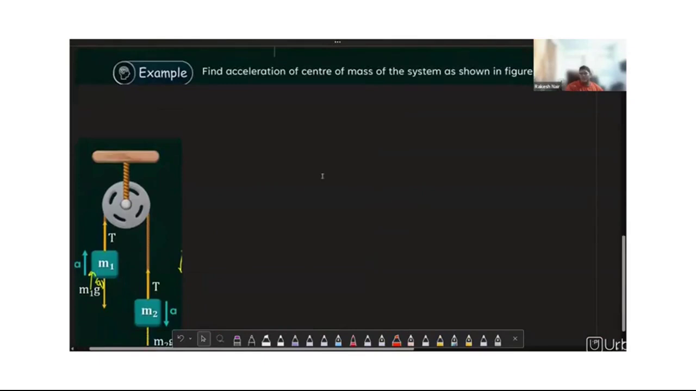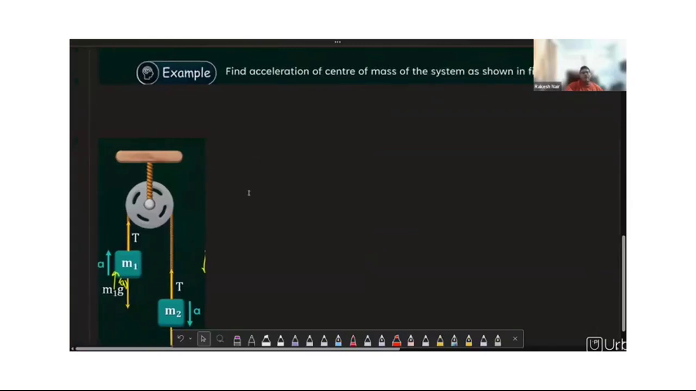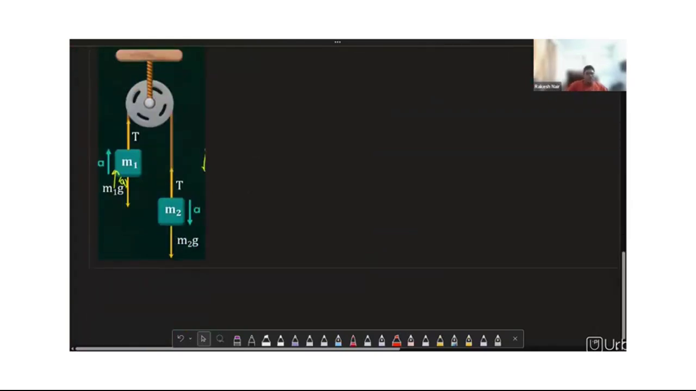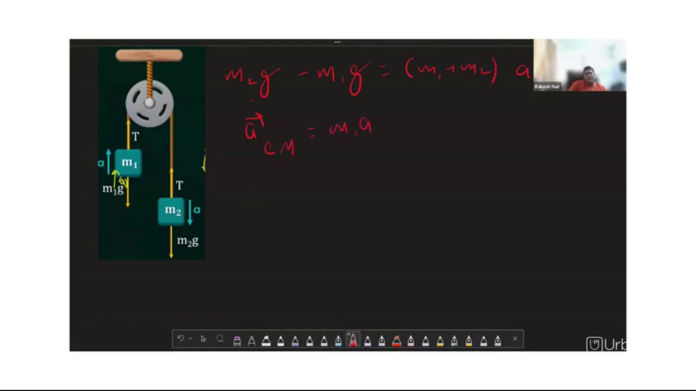Let us perform one of the questions of a block pulley system, and we can consider the acceleration of the center of mass. How to consider the acceleration? We all know, we can write certain equations. The equation comes out to be m2g minus m1g is equal to (m1 plus m2) times a. Whereas the acceleration of the center of mass becomes (m1 a1 plus m2 a2) upon (m1 plus m2).